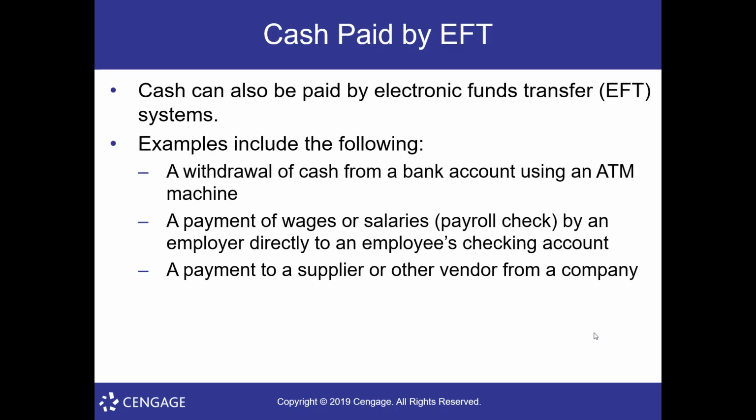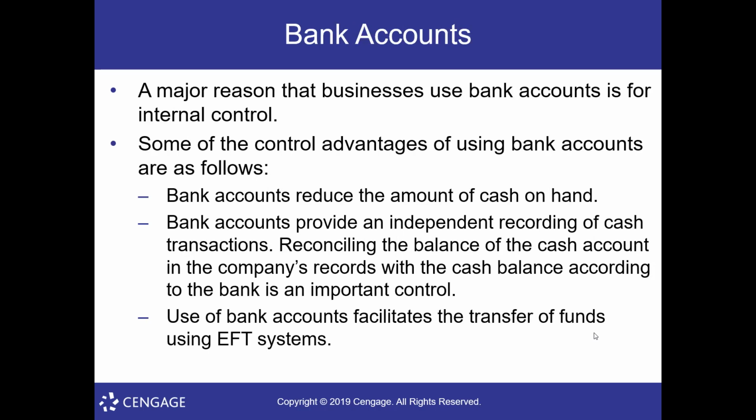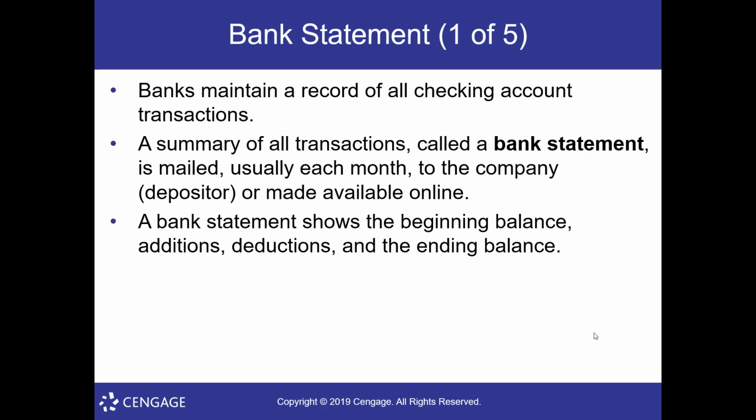Cash can also be paid by EFT. For example, a withdrawal from a bank account using an ATM machine, payment of wages from a payroll check, or a payment to a supplier or vendor. A main reason that a company uses a bank account is internal control. Some of the control advantages of bank accounts are they reduce the cash on hand, provide independent recording of cash transactions, reconcile the balance at the end of the month, and use the bank to facilitate EFT systems.